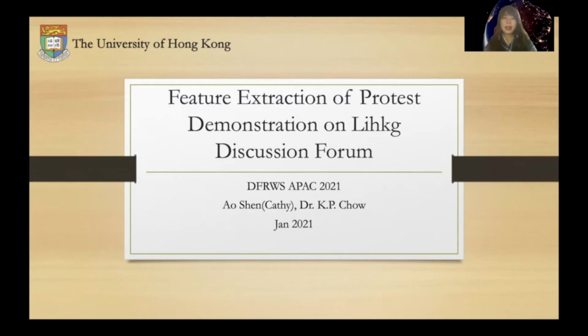Hi everyone, this is Aoshen from the University of Hong Kong. This research is done by Dr. K.P. Chow and me, and our title is Feature Extraction of Protest Demonstration on Linden Discussion Forum.